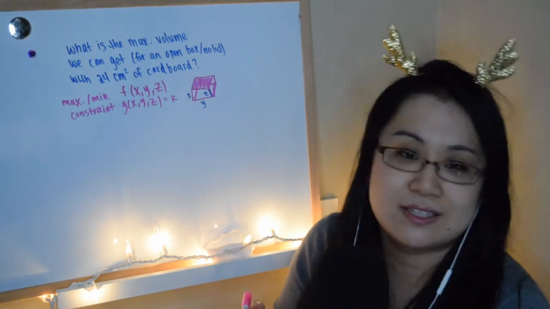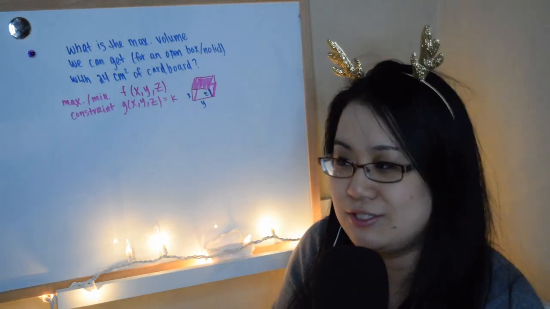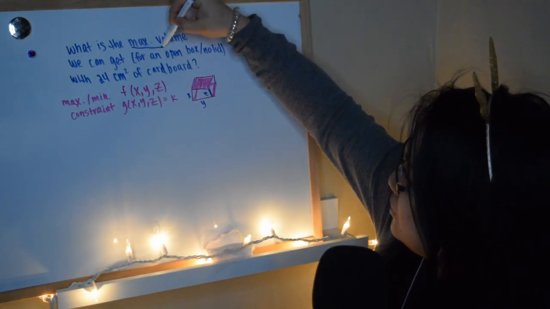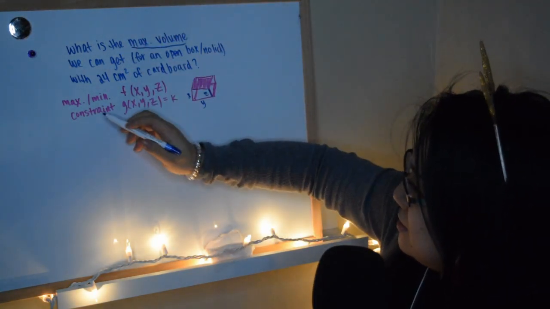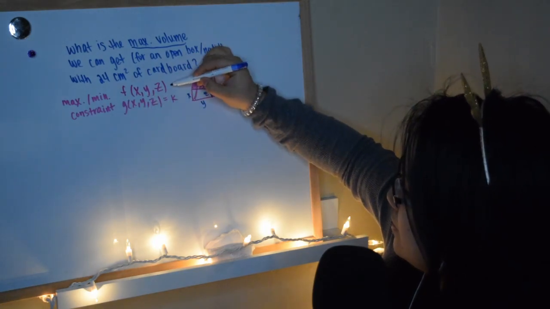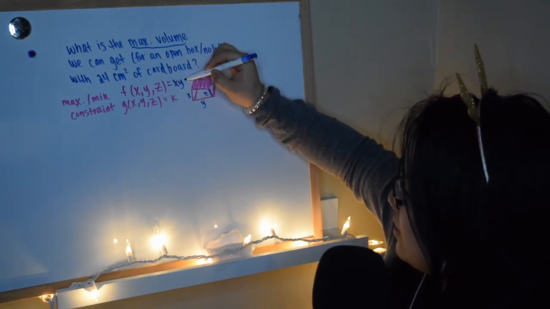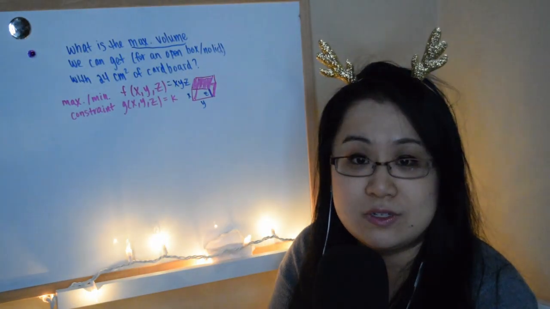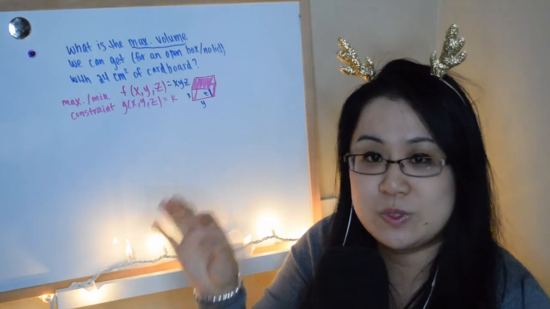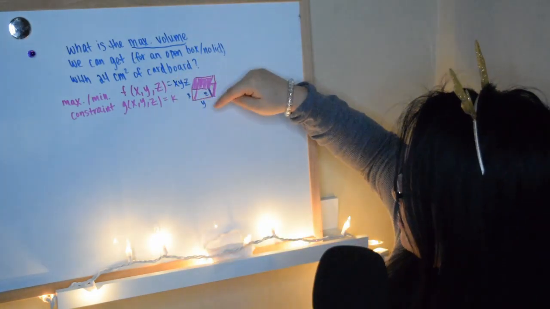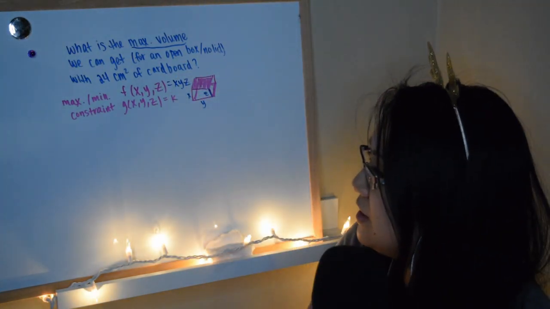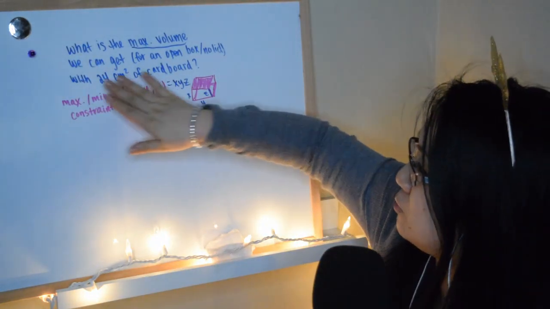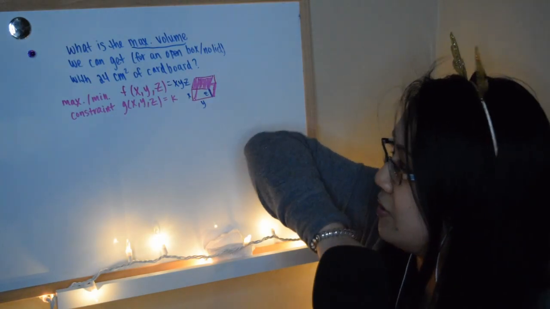So in this case, the thing that we are going to try to maximize is the volume. So f of x, y, z is going to be x times y times z, so literally xyz, because the volume of a box is length times width times height, right? So x times y times z, and our constraint here is given by how much surface area of cardboard we have.